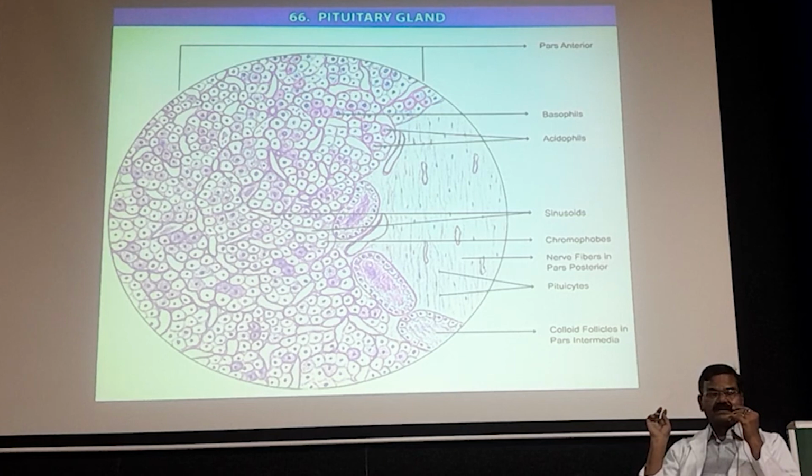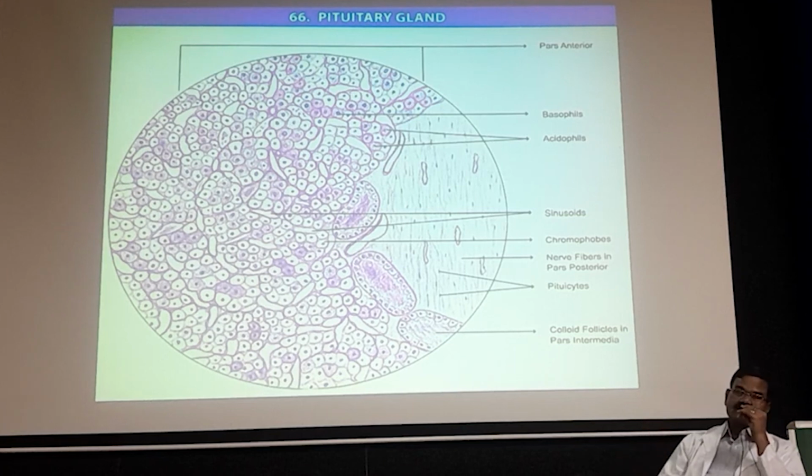Reproductive function. Last function: some of the epithelial cells are modified to form the secreting units. These secreting units are known as glands. Coming to the classification of glands.